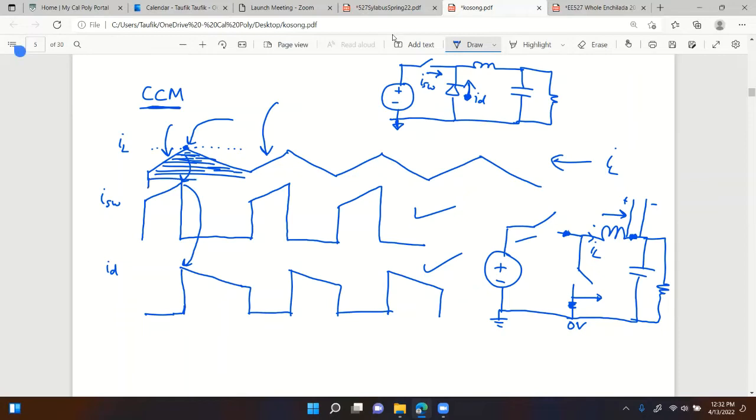Right, well, you get the idea, right? So the entire inductor current. Whereas if you're sensing switch current or diode current, you're only sensing a portion of the current. See that? Only a portion of the full current.